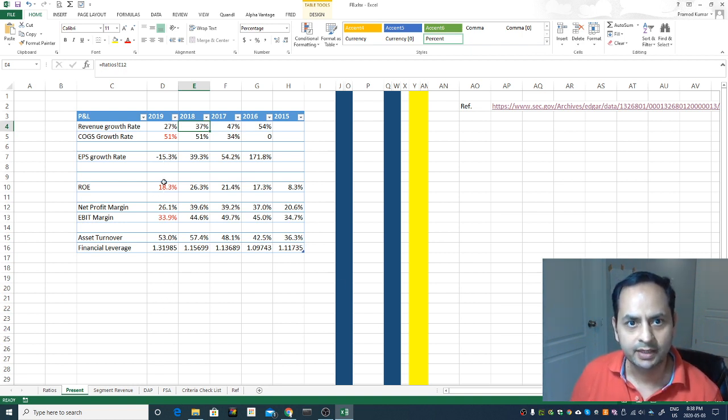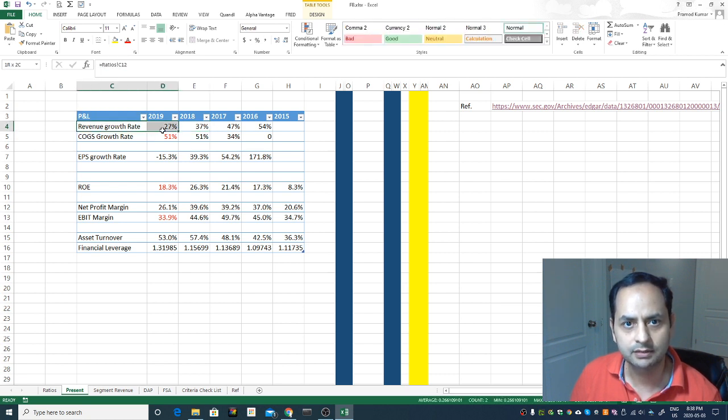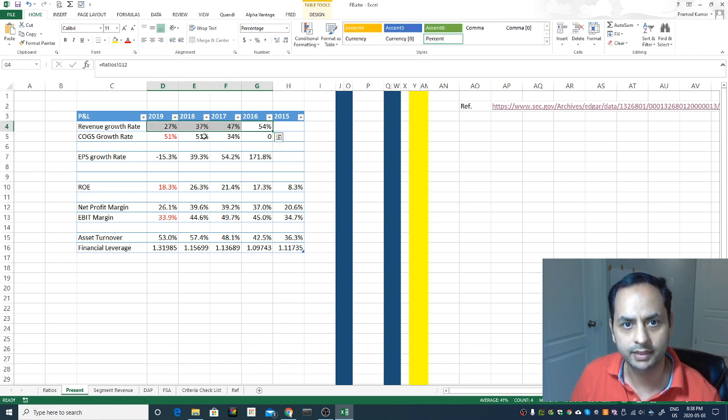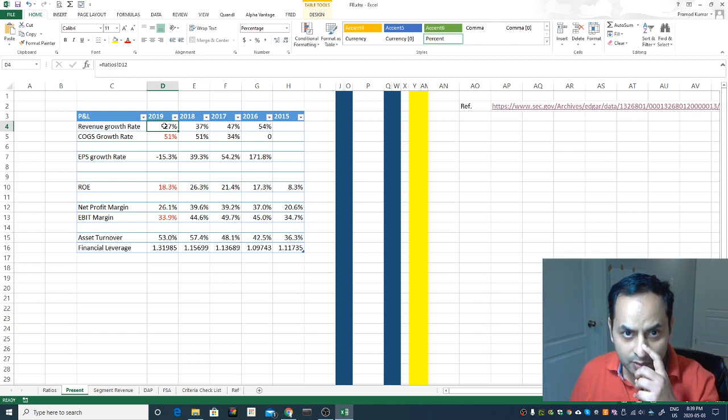When I look into the P&Ls, I used the 10K from 2015 to 2019, and I noticed the revenue growth, right? The revenue growth, you notice, keeps dropping. But still it's pretty large. In 2016 it was 54%, but if you notice, it keeps going down. Now it's 27% in 2019.